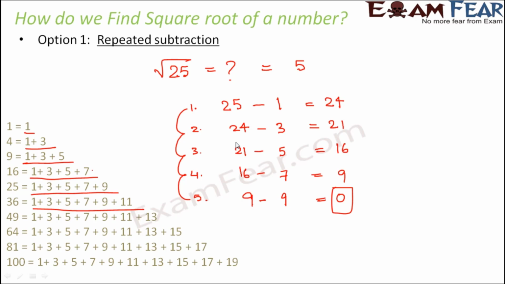Perfect. However, this method is not suitable for large numbers. For example, here we took 25, so that was fine. Now let's say I ask you to find out the square root of 121. Do you think that this is a very suitable method? Because in that case, the square root of 121 is actually 11, so you are going to have 11 steps like this. If I ask you to find out square root of 1600, you will have some 40 steps. So this method is not at all suitable for large numbers. So we need some other method.